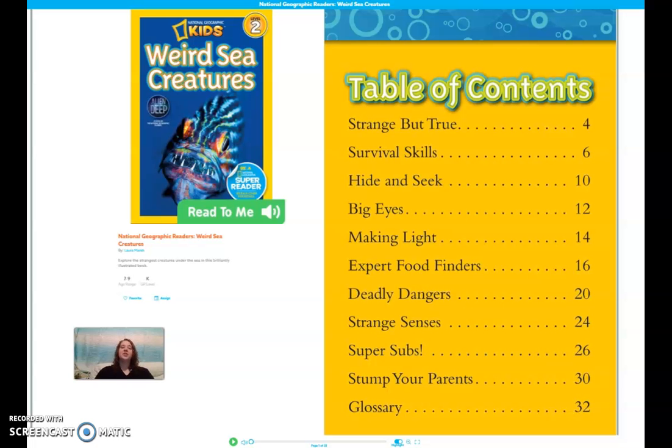All right, scholars. So the text that you're going to listen to today is called Weird Sea Creatures by Laura Marsh, and this is another National Geographic Kids nonfiction text. You can find this book by logging into your Epic account and looking in your mailbox. It's in the same collection that our other texts were in this week. So, your first job is to flip through the pages of the text and make a prediction about what this text is mostly about.